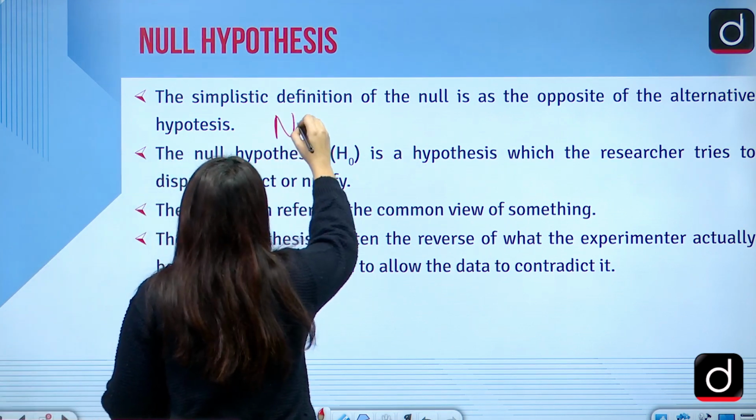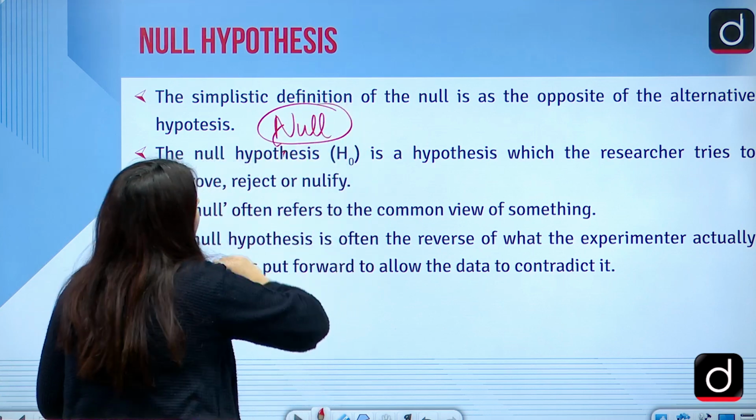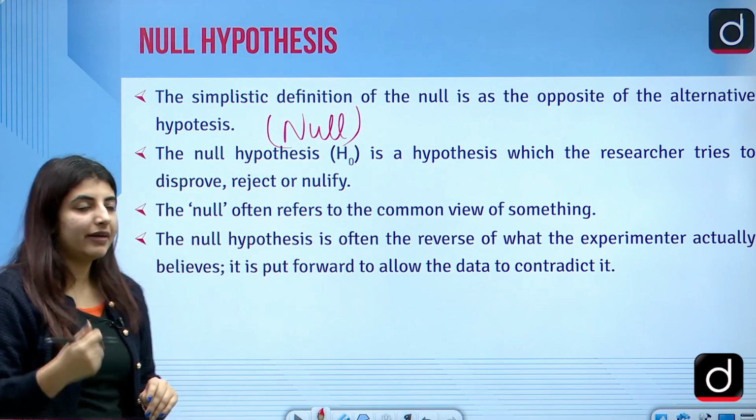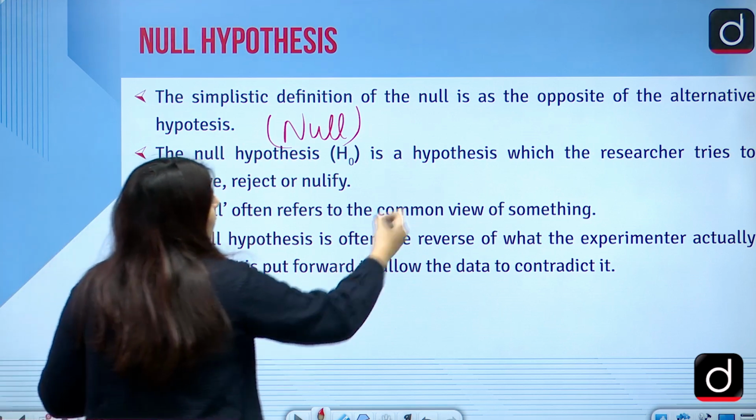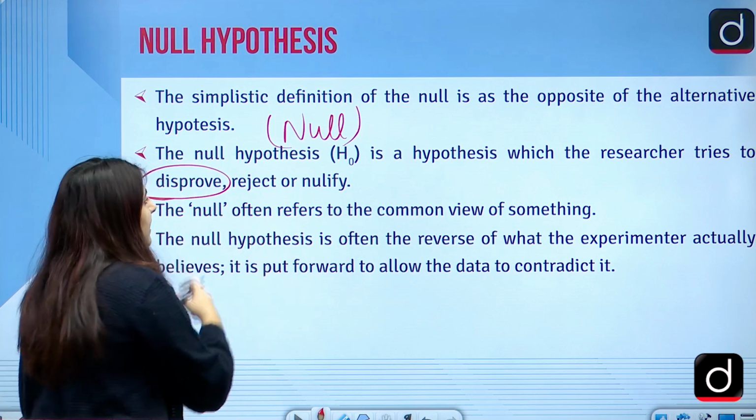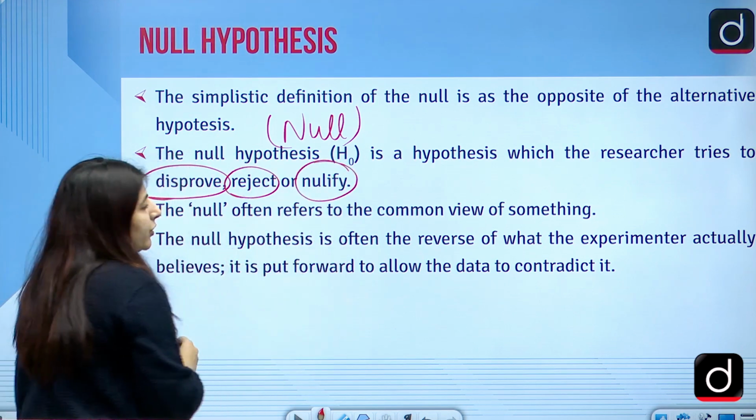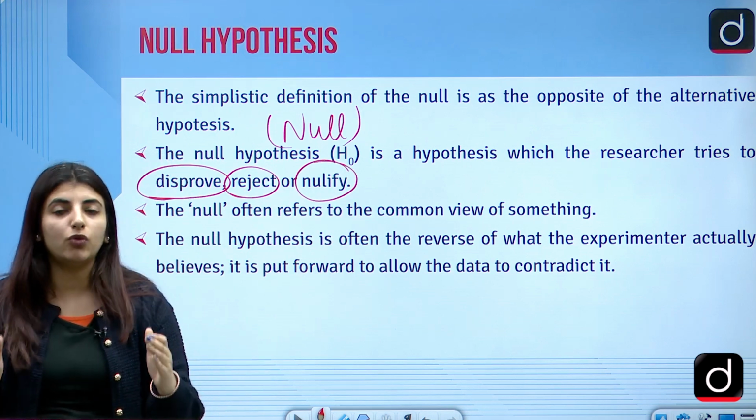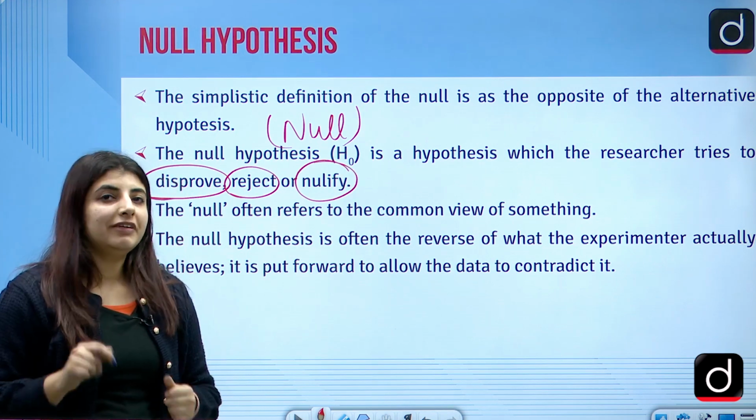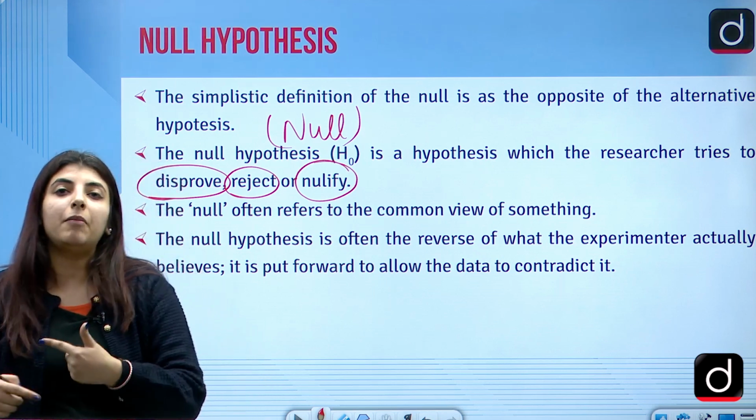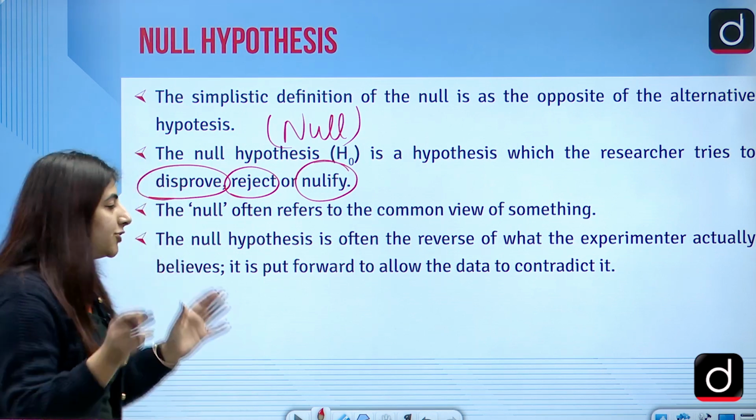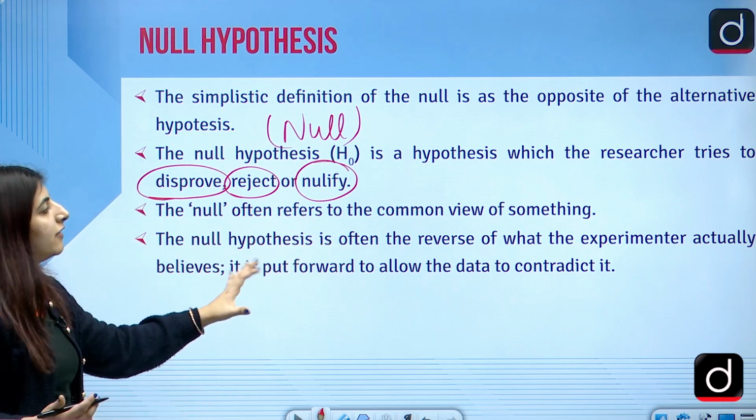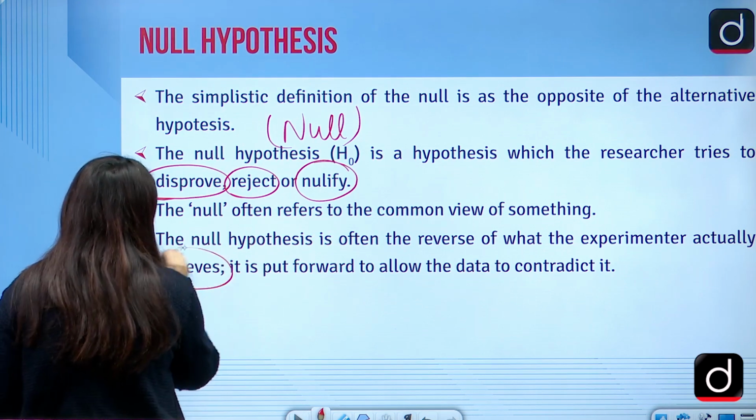How? And if we talk about null, if we say that certain things are null and void, it means they are nullified, they do not hold any value, correct? So, same is the case with the null hypothesis, which the researcher tries to disprove, that is nullify, reject or nullify, as I already told you. Through the usage of a null hypothesis, the researcher would like to say that yes, there is no differentiation between the two of the things, right? So, null hypothesis should always be there in your research, so that if some other thing happens, you can accept or reject it. So, an important point here is the null often refers to the common view of something, and as I told you, is often the reverse of what the experimenter actually believes.